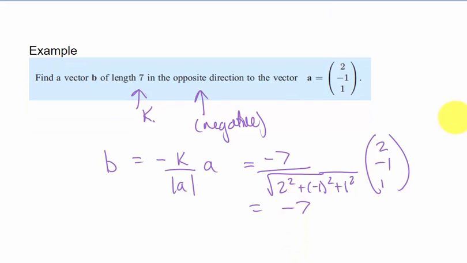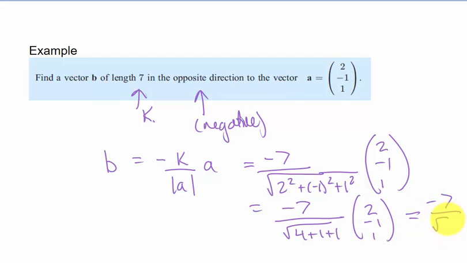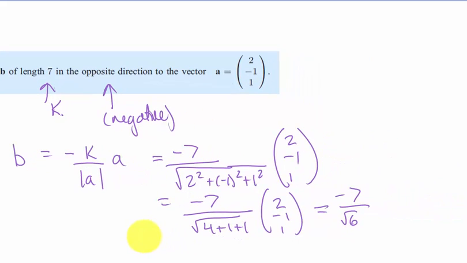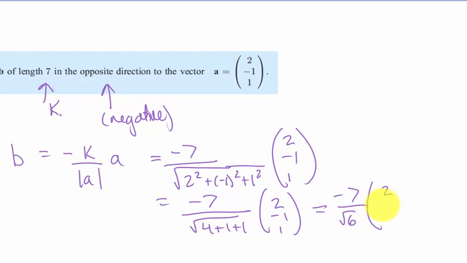So we simplify that to be -7 over the square root of 4 plus 1 plus 1 times 2, -1, 1, which is equal to -7 over root 6 times 2, -1, 1. So really we just have a multiplier in front of our vector, and this is actually your final answer. And it doesn't look like they're asking you to rationalize the denominator here.